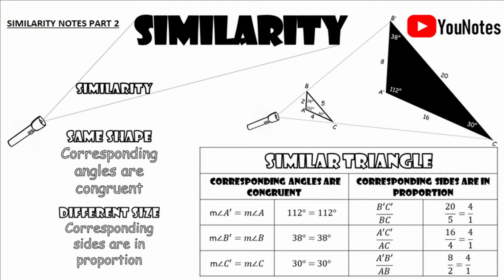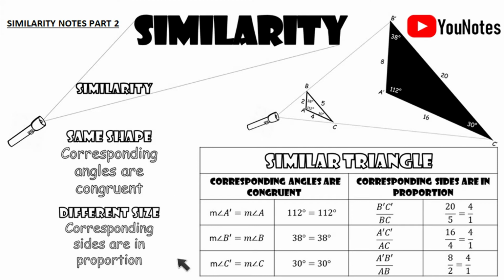Corresponding angles being congruent. If you look at this diagram, you can see that angle A and angle A prime are the same. They're both 112 degrees. Angle B and angle B prime are congruent. They're both 38 degrees. And angle C and angle C prime are both congruent. They're both 30 degrees. So in similar polygons, the corresponding angles are always congruent.